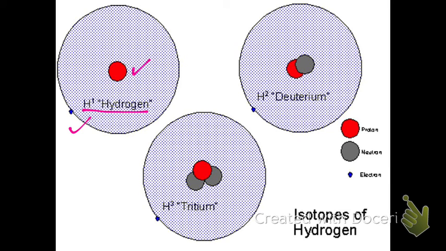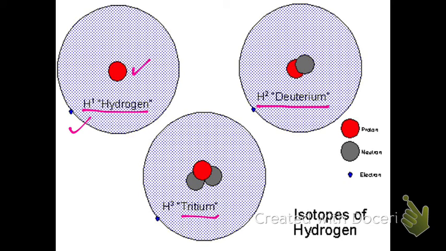We've also got another version of hydrogen called deuterium, and deuterium has 1 proton, which makes it hydrogen, and 1 neutron, which all that affects is its mass. Okay, and then we've got something called tritium, which is H3, or it's hydrogen with 1 proton, because that's what makes it hydrogen, and 2 neutrons.